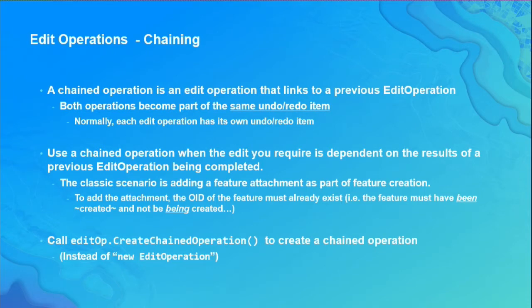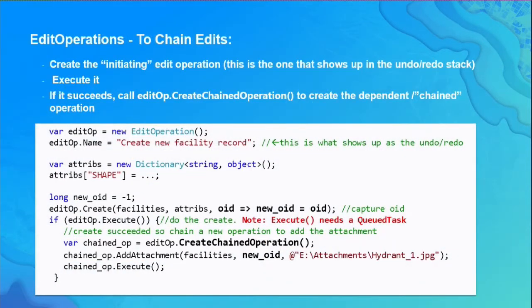The classic scenario is when you need to add a feature attachment. When you need to add a feature attachment to a new feature, that feature has to have been created first because its object ID is the primary foreign key for adding the attachment. Okay, so in that case, you have to chain the 2 operations. The way that you chain it is, on the edit operation that you want to chain, you call create chained operation instead of new operation. Go ahead and set it up, same as before. And it looks kind of like this.